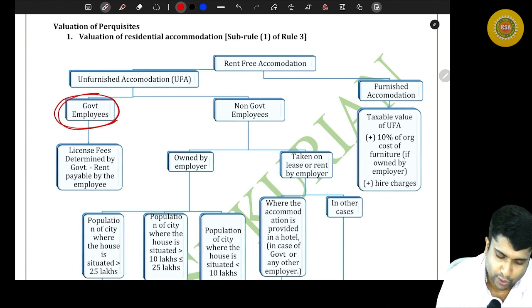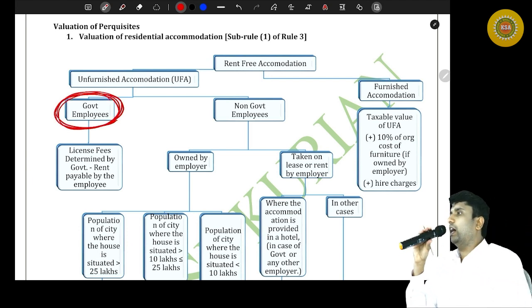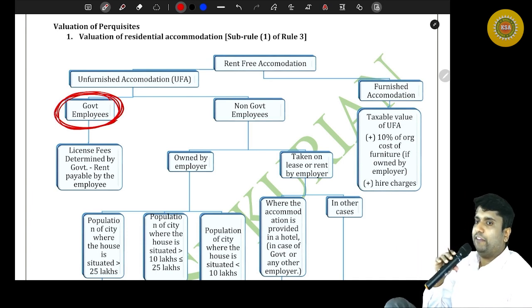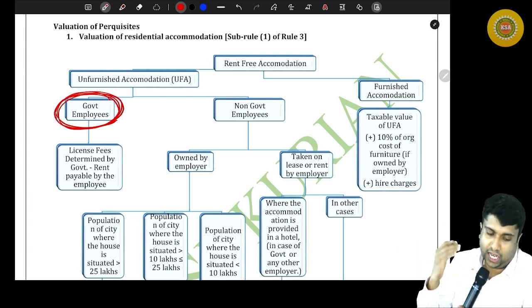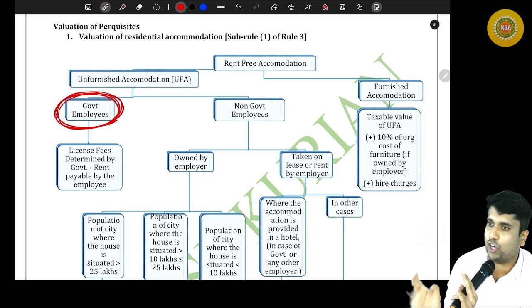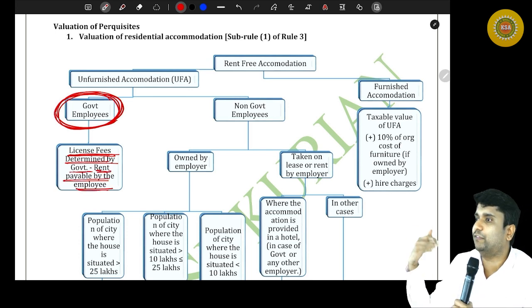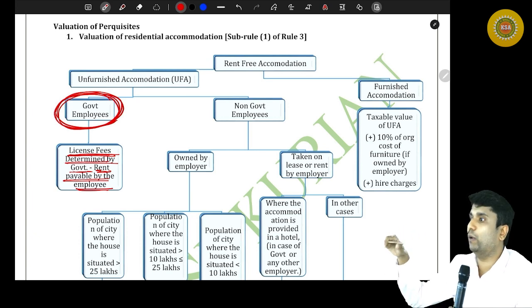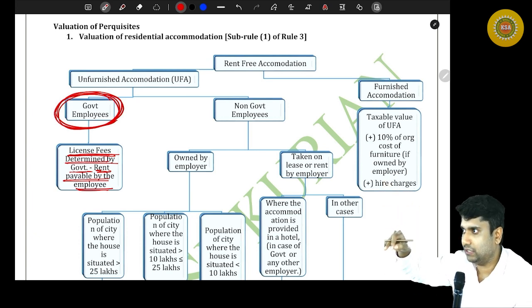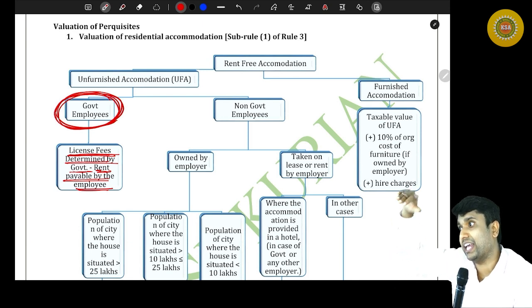You check whether you are a government employee. If you are a government employee, then how do you value this unfurnished accommodation? Very simple. You need to determine the license fee determined by the government minus the rent payable by the employee. What do you mean by license fee? License fee is just like an annual rent. The government will have a valuation that is called license fee. Based on your designation, you will get a house with a higher license fee.